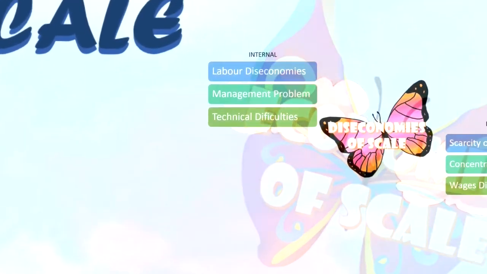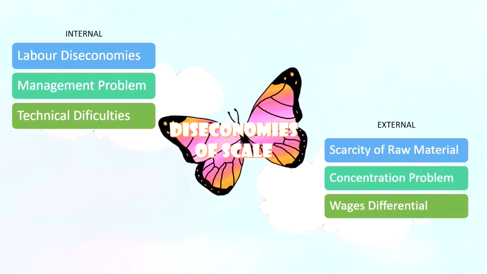So now we jump to the diseconomies of scale. These diseconomies of scale are not very different from economies of scale. If the purpose of economies of scale is to reduce the average cost, on the other hand, diseconomies of scale will increase the average cost. Diseconomies of scale are problems and disadvantages faced by a firm when it expands production. So when the firm wants to expand its business, it will get these diseconomies of scale too.